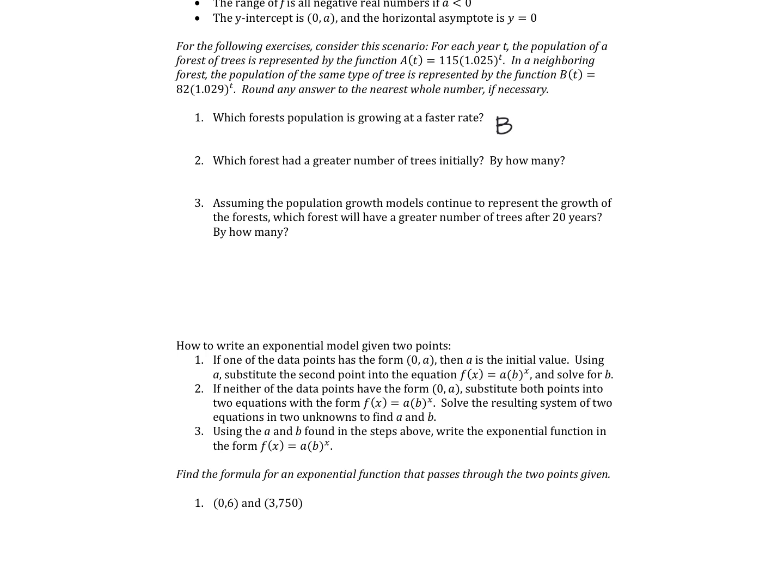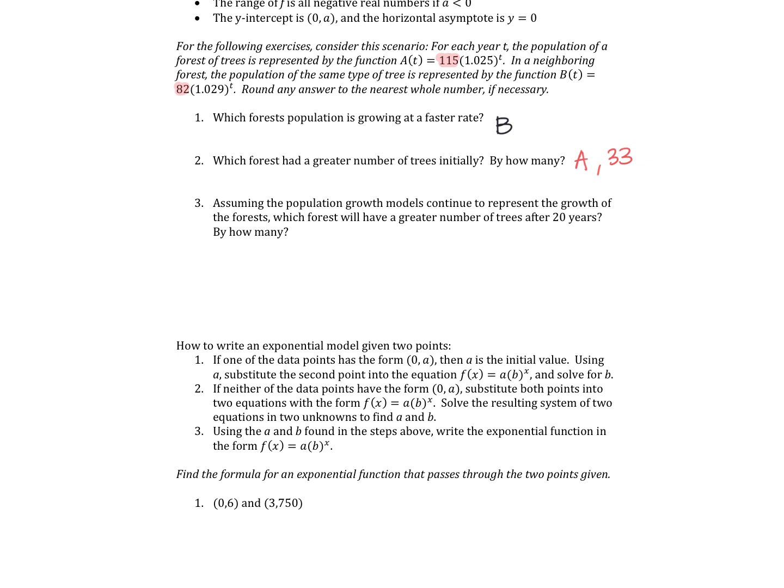Number 2, which forest had a greater number of trees initially, and by how many? So the initial value, remember, is the value that's in the front. So the initial value in A is 115, and the initial value of B is 82. So we would say that A has a larger number of trees initially. For the how many part, you just need to subtract 115 minus 82, and that gives you 33.